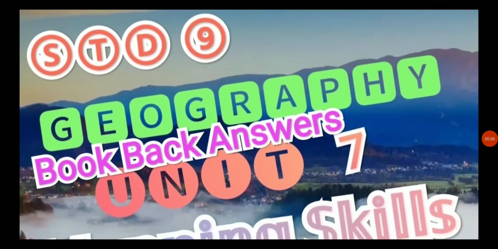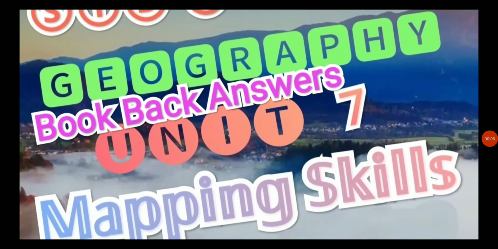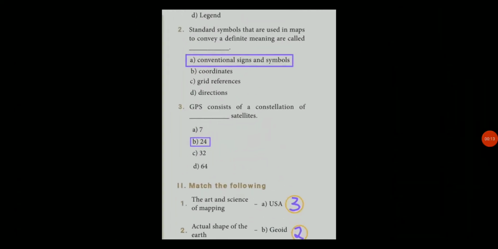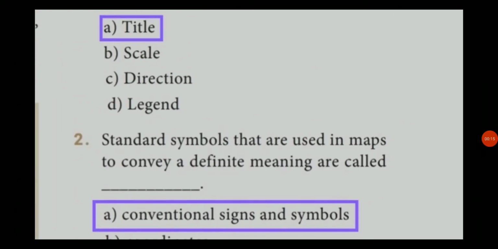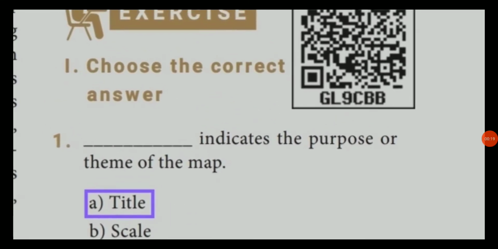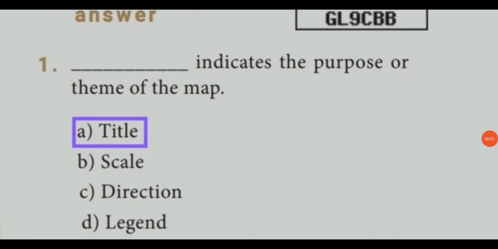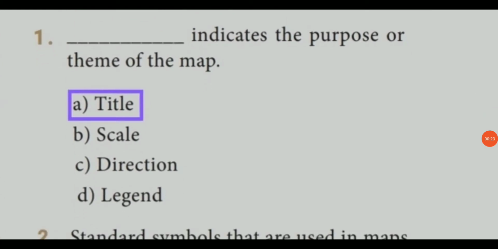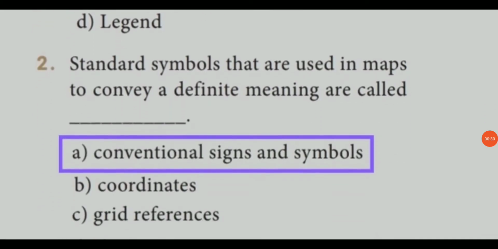Welcome back, dear children. Now, today from your Standard 9 Geography Unit 7 Mapping Skills, let's discuss the book back answers. From your book exercise part, choose the correct answer. First question, title indicates the purpose or theme of the map.